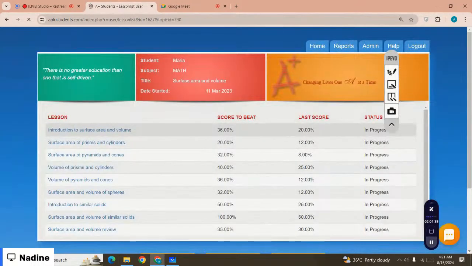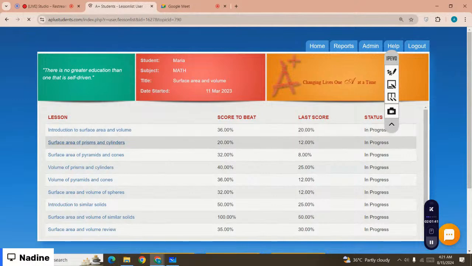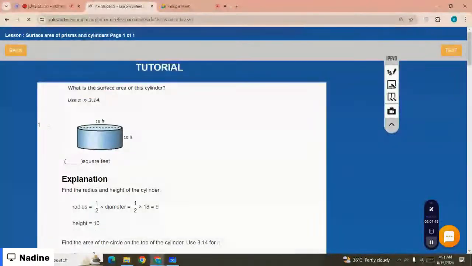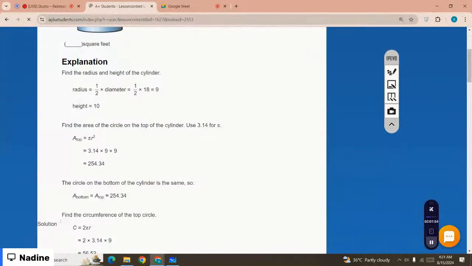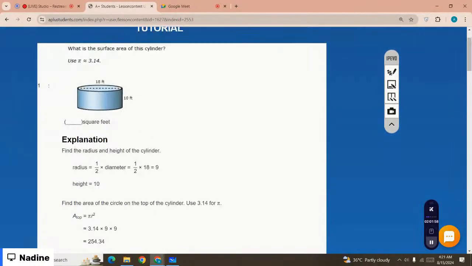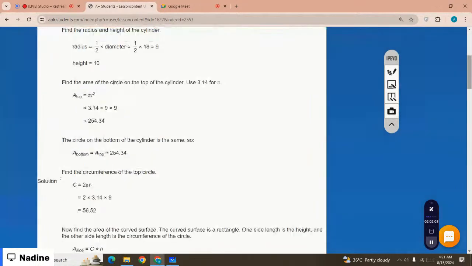And the next lesson is surface area of prisms and cylinders. Let's just start with it. What is the surface area of this cylinder? You have to find it using this formula. You need to calculate the area of the top and bottom. They are exactly the same. You have to calculate one of them, that is pi r squared.